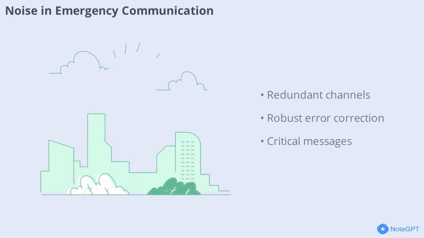Emergency communication systems must function reliably even in the presence of high noise levels. Whether it's during a natural disaster or a power outage, these systems use redundant channels and robust error correction to ensure that critical messages get through.